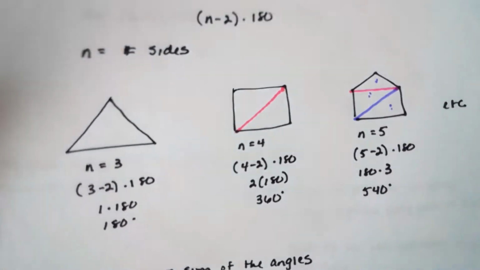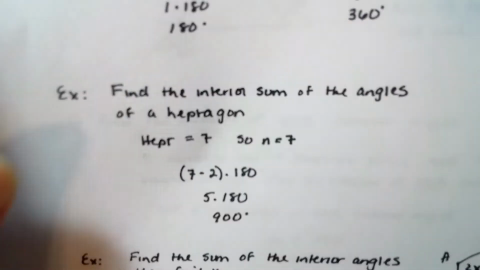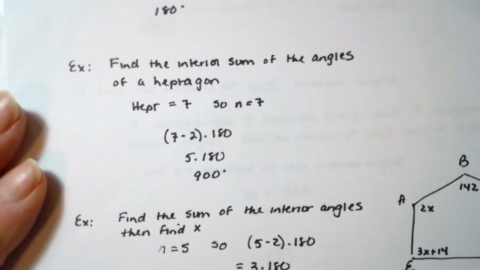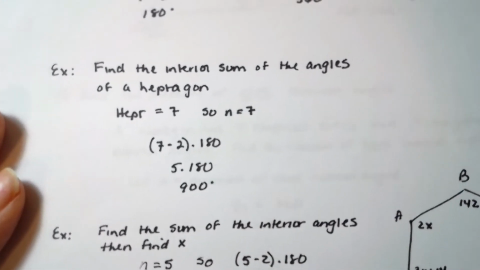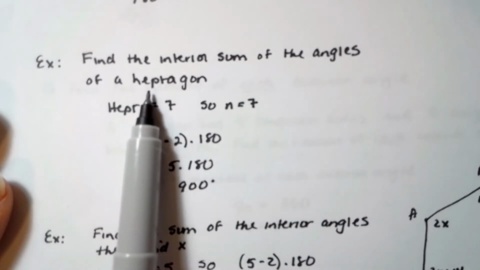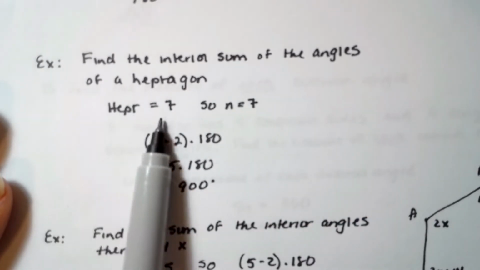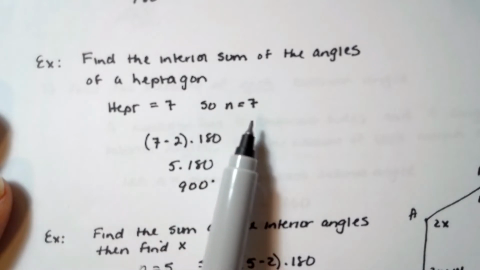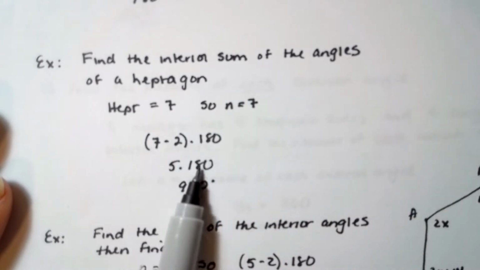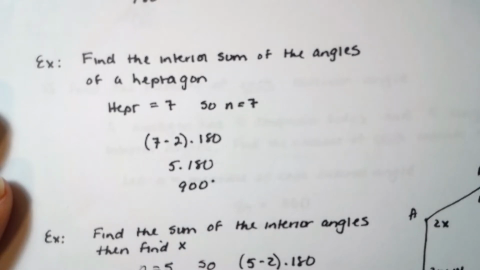So an example would be: find the interior sum, so the sum of all of the interior angles, of a heptagon. Well, we remember that a heptagon, hept means 7, right? So the number of sides of a heptagon is 7. So I just do 7 minus 2, which is 5, multiply it by 180, and I get 900 degrees.